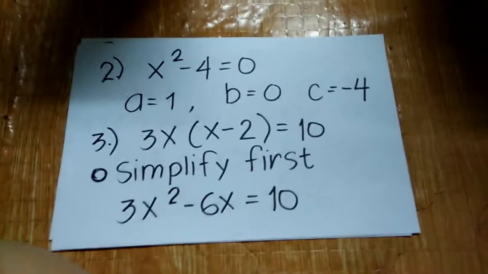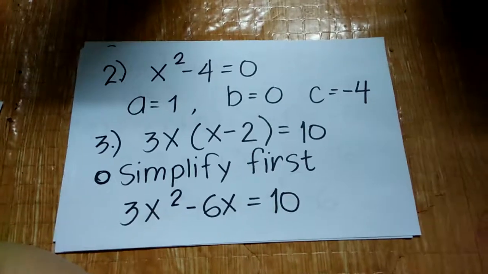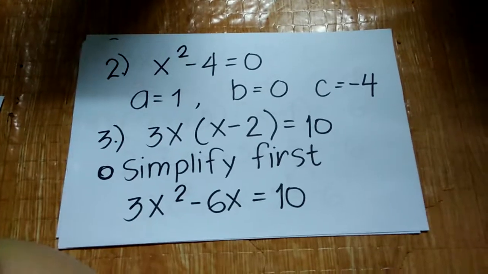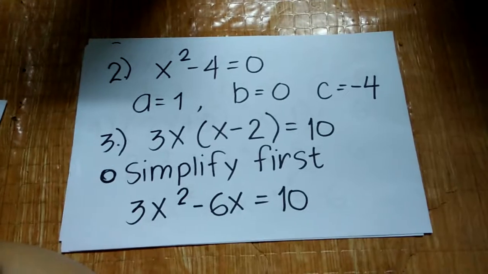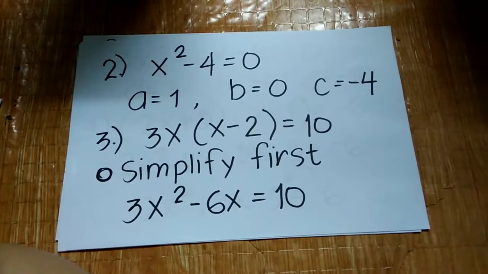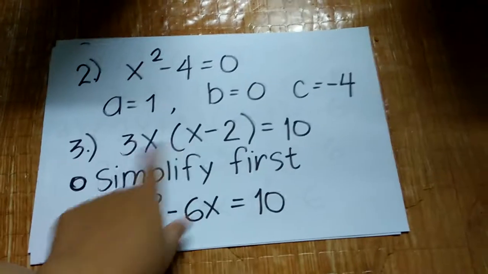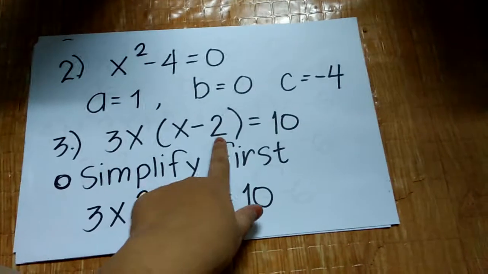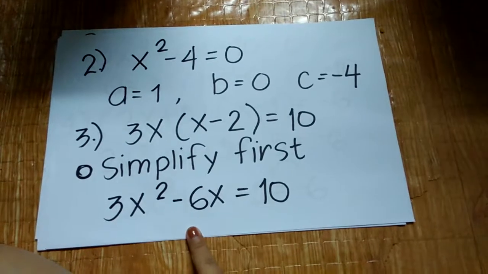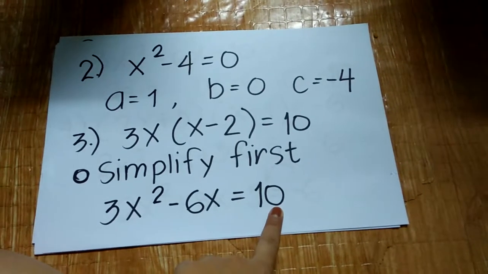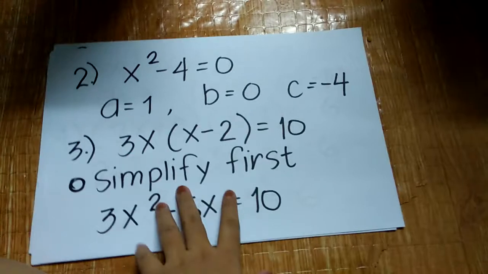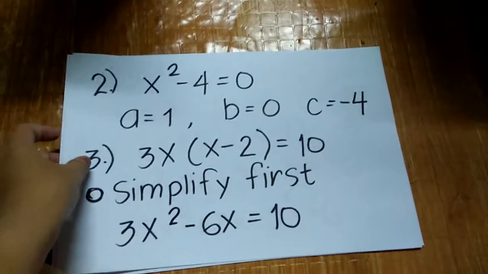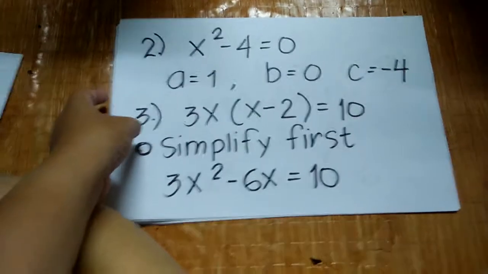Okay, eto na yung kanina, number 3. Diba, sa unang tingin, akala natin hindi siya quadratic. Kasi wala namang squared. Pero pag sinimplify natin siya, lalabas si squared. Okay, so 3x times x, 3x squared, 3x times negative 2, negative 6x, equals to 10. Okay? So, sabi ko nga sa inyo, this is a quadratic. So, ngayon, pwede na ba tayo mag-identify ng A, B, and C? Palagay nyo.